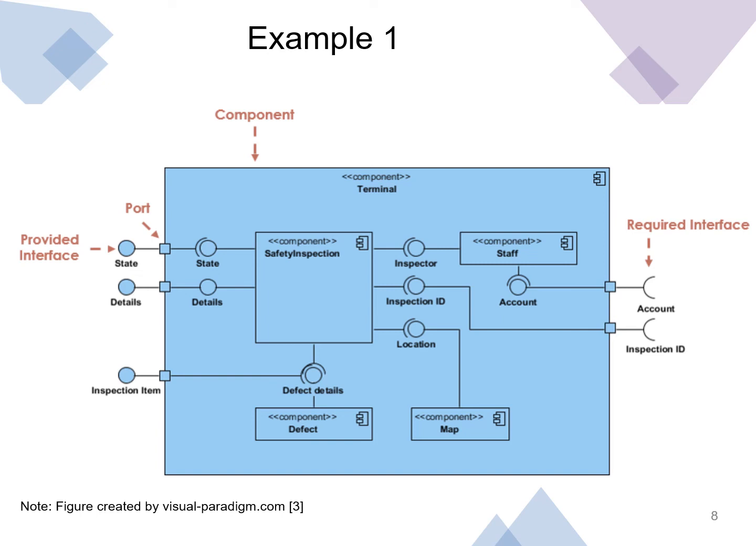In this figure, we can see 4 components, which is usually dependent on number of functionalities you have in the system. Staff, safety inspection, defect, and map, all of them can be treated as separate independent components. Components are usually connected by assembly connector, which can be shown by this ball and socket symbol. Combining all these 4 components can also be a component or a subsystem as a part of whole large-scale system, as it can be seen in this figure.